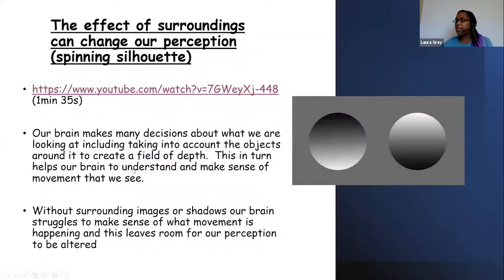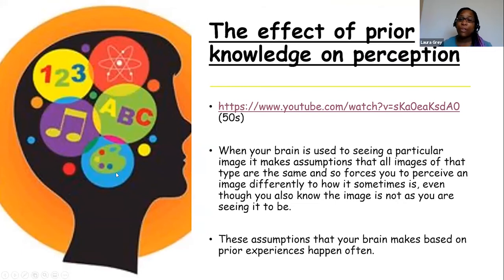Okay, so let's have a look at another one. Now, this one is also very good as well. And this is about the effect of your prior knowledge. So all the things that you've learned and all the past experiences that you've had, this is what this particular illusion or perception is based on.